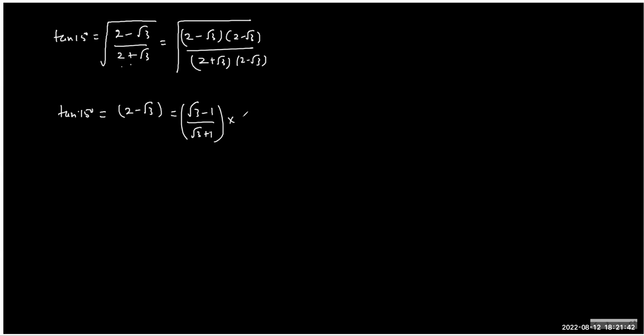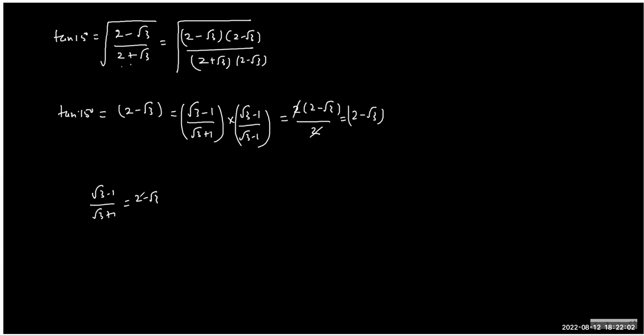So how to rationalize this? This will give you 2 times 2 minus root 3. So root 3 minus 1 by root 3 plus 1 is 2 minus root 3. That's the proof. I hope this is okay, guys. No response I'm getting. Are you guys getting this? Yes or no? Yes, sir.